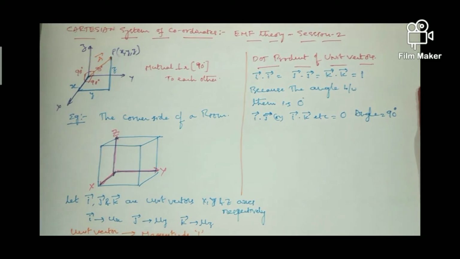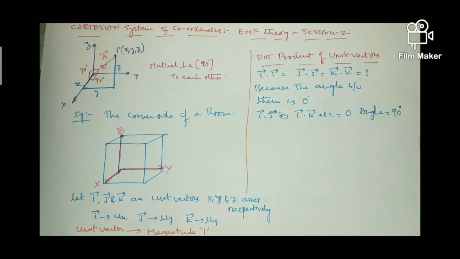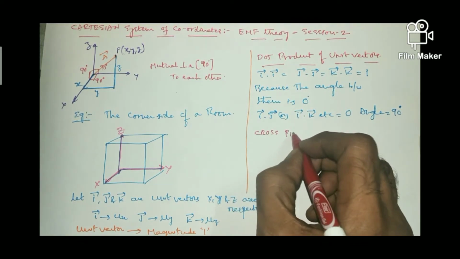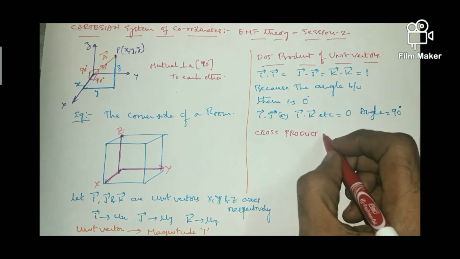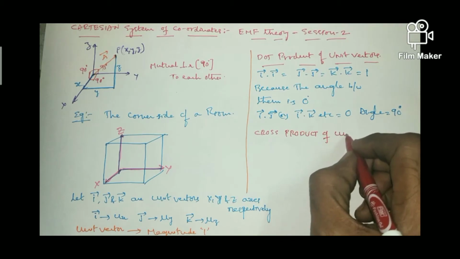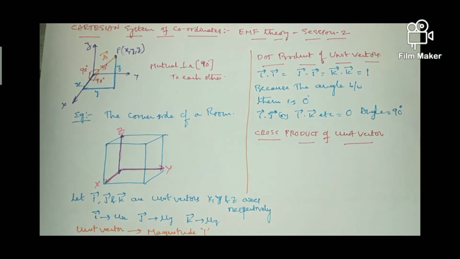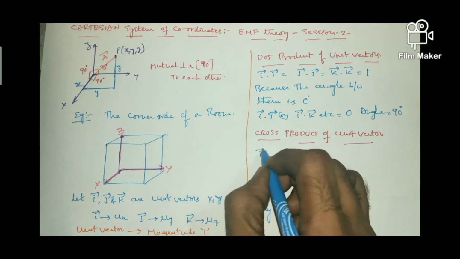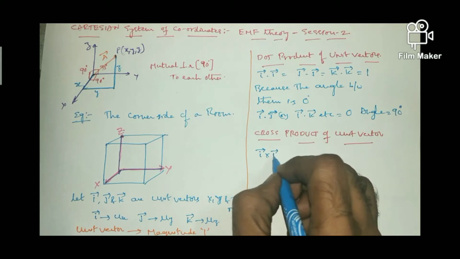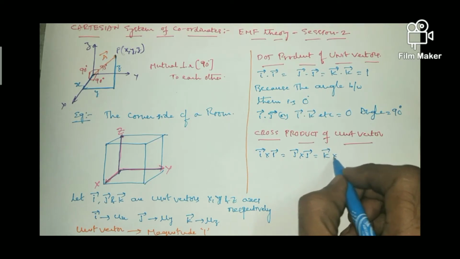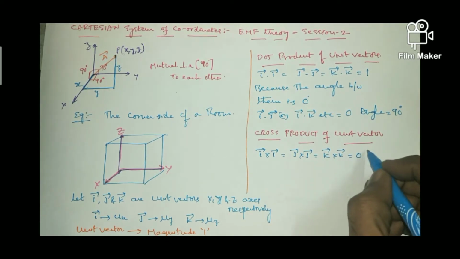Next, let me consider the cross product of unit vectors. Here, when we consider the cross product of the same unit vectors like i bar cross i bar or j bar cross j bar or k bar cross k bar, it will be equal to 0, because sine 0 is equal to 0.